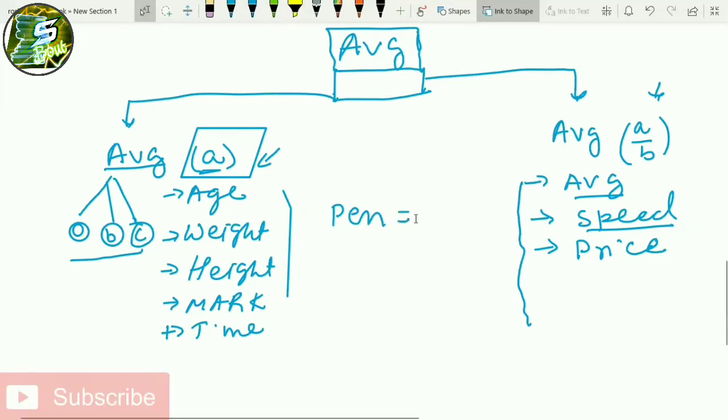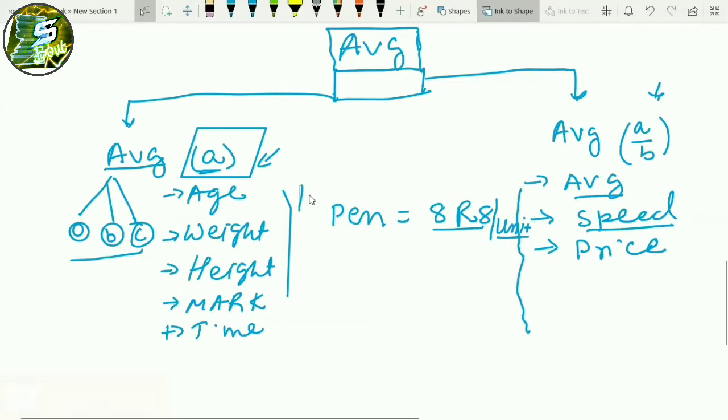The price of this pen, let's say I'm calling it 8 rupees. It looks like a singular quantity, but it's confusing. It's not a singular quantity, my friend. It's 8 rupees per unit. For 1 unit, I paid 8 rupees. I hope you understood what I'm trying to say here. So when I talk about a price, please understand price is also a form A by B. I'll give you some more examples by myself so that you can visualize it.